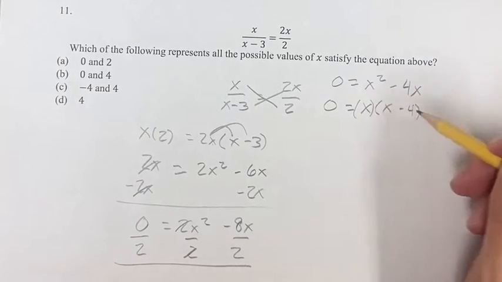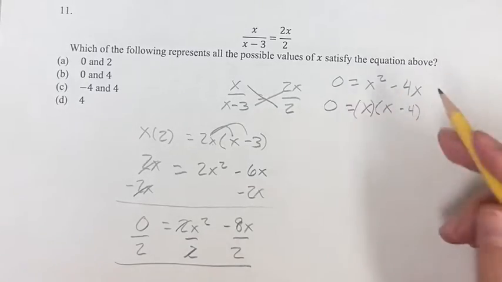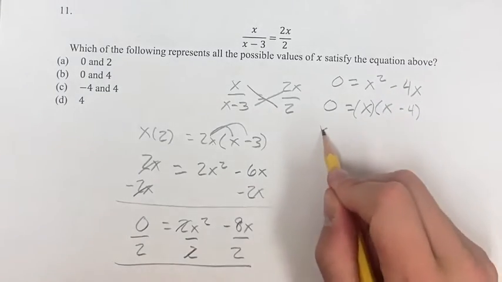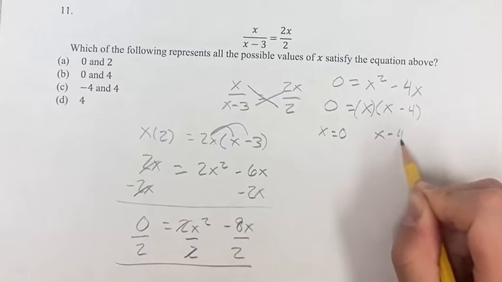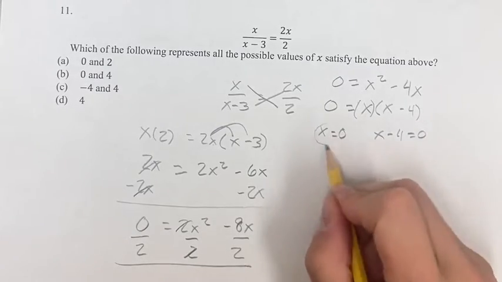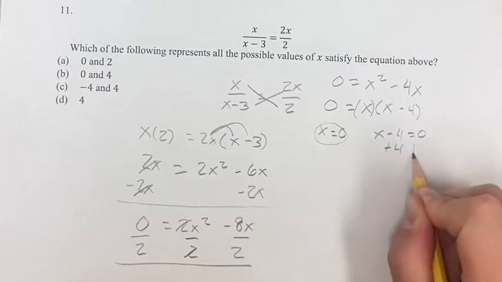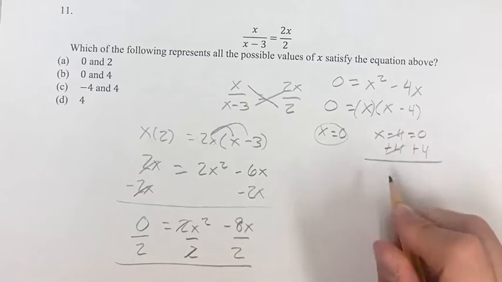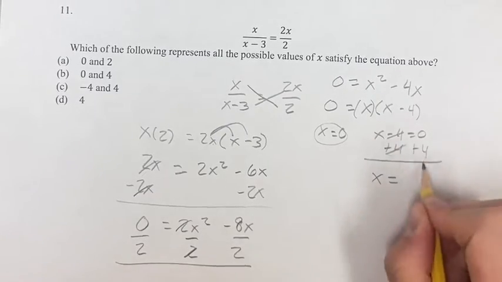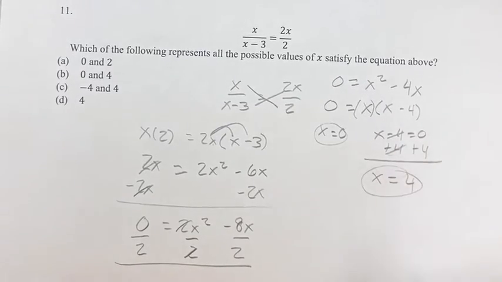And for this times this to be equal to 0, one of them has to be equal to 0. So x is equal to 0, or x minus 4 is equal to 0. X is equal to 0 is already solved. And here we just have to solve by adding 4 to both sides. If these cancel, we get x is equal to 0 plus 4, x is equal to 4.